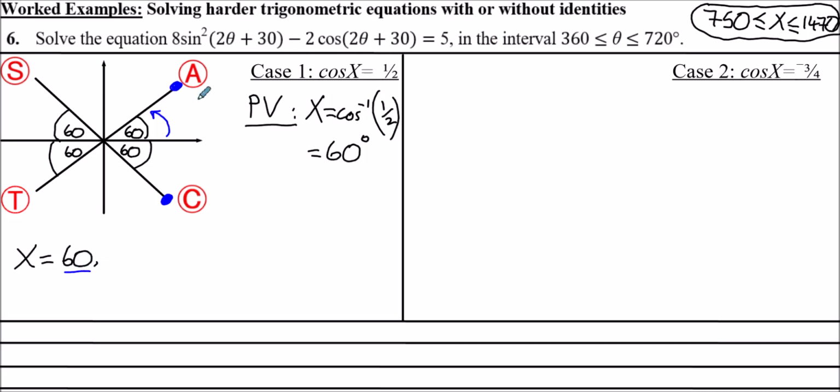Another value of big X, which would give us cos X being a half, would be this one down here, and this one would be an angle of 300. Again, that's not in the range. So what we do now is we carry on. We need to remember that the period of the cos function is 360. So these values repeat every 360 degrees. So we add 360 onto this one, add 360 onto this one, until we eventually get values in the required range. And so 60 plus 360 is 420.